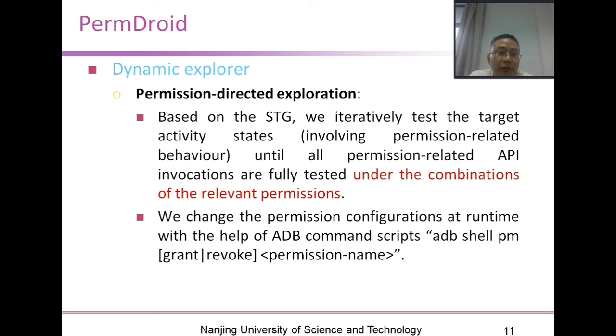Secondly, we want to introduce the dynamic explorer. In the dynamic explorer, we conducted a permission-directed exploration. Based on the STG, we can iteratively test the target activity states until all permission-related API invocations are fully tested under the combination of the relevant permissions. We changed the permission configurations at runtime with the help of ADB commands.